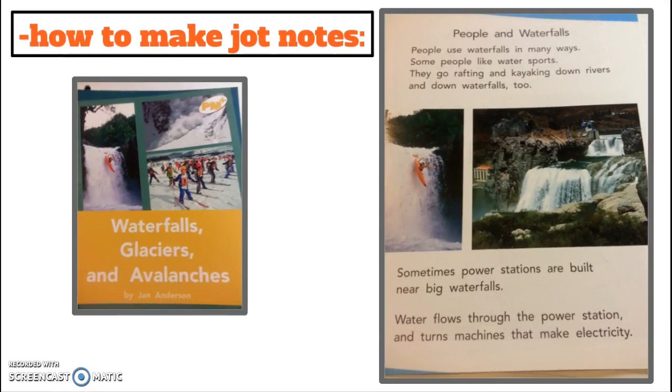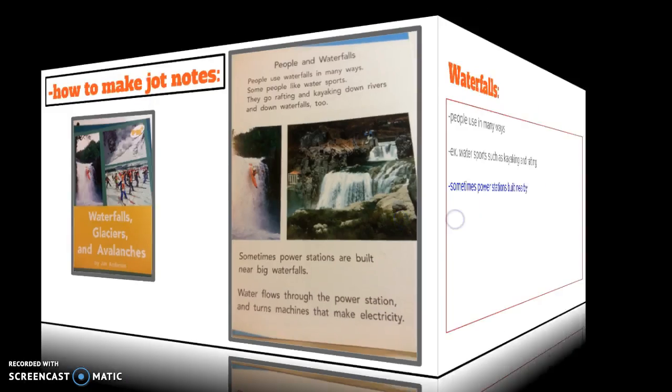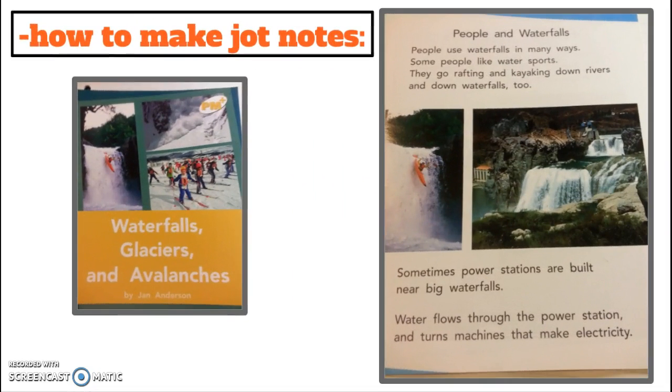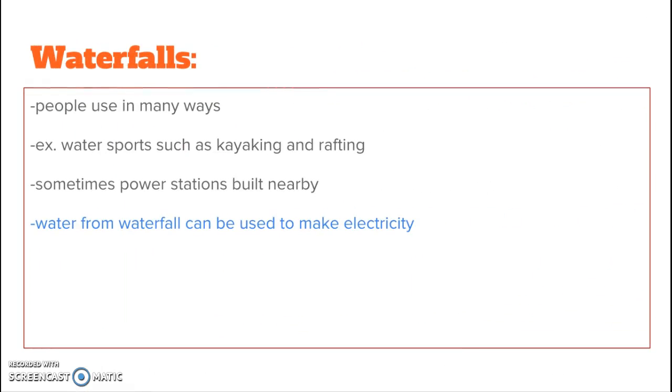Sometimes power stations are built near big waterfalls. That seems important, and I'm going to write it in my own words like this. Sometimes power stations built nearby. And I'm going to read the last sentence on this page. Water flows through the power station and turns machines that make electricity. That seems important, and I'm going to write it like this. Water from waterfall can be used to make electricity.